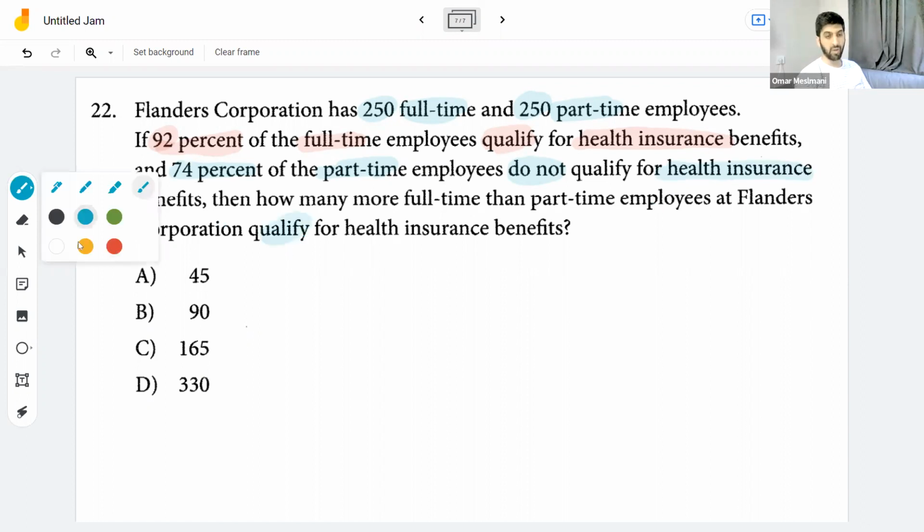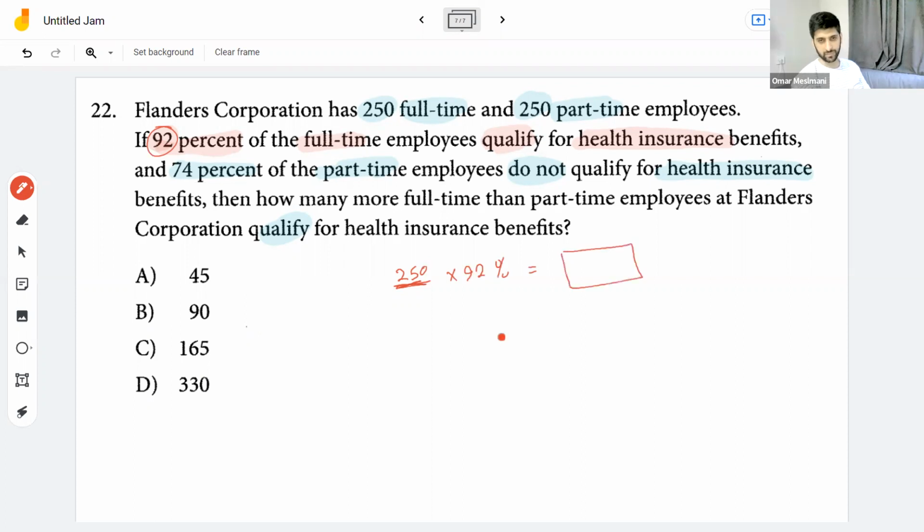Listen carefully. How many full-time employees do we have? 250. Yes. So from these 250, how many of them are qualified for the health insurance? 92%. So I'm going to say 250 times 92%, and using the calculator I will get the answer. This is for the full time.